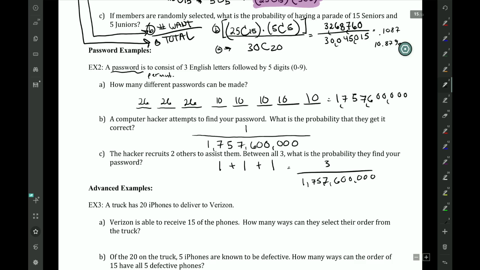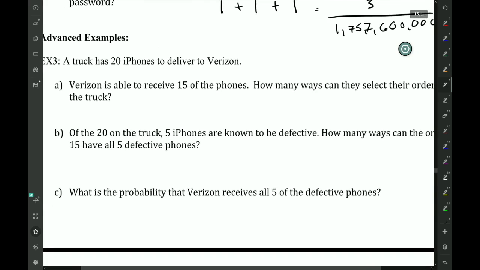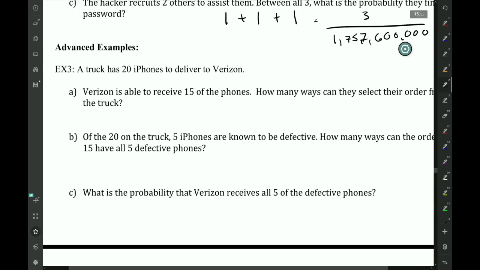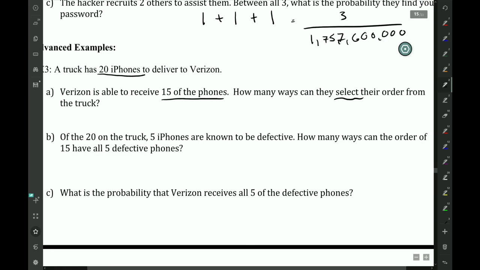Now, the advanced example, here's where it gets even more real. 20 iPhones are being delivered to Verizon. Verizon is able to receive 15 of the phones. So Verizon is receiving 15 out of the 20. It does not matter how they get them. They're all iPhones, okay? So it is going to be 20C15. Just write that down.